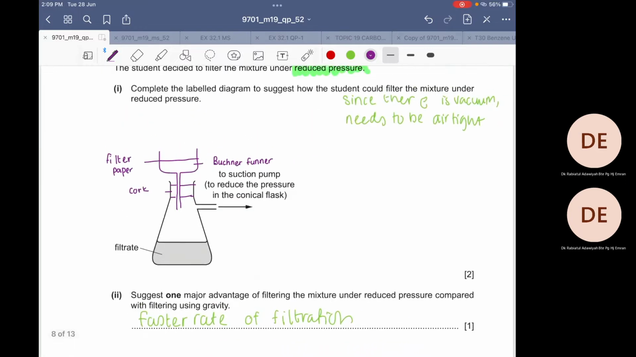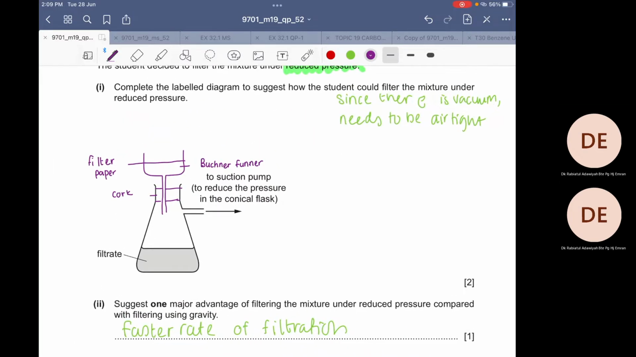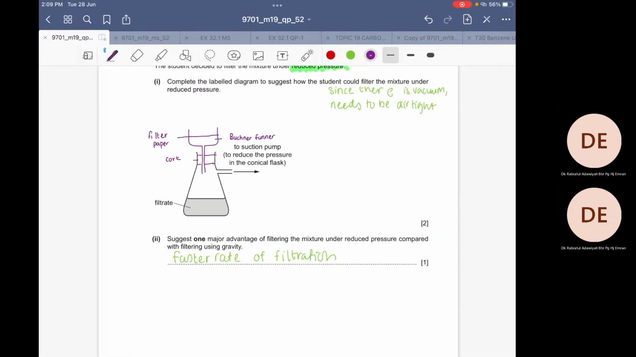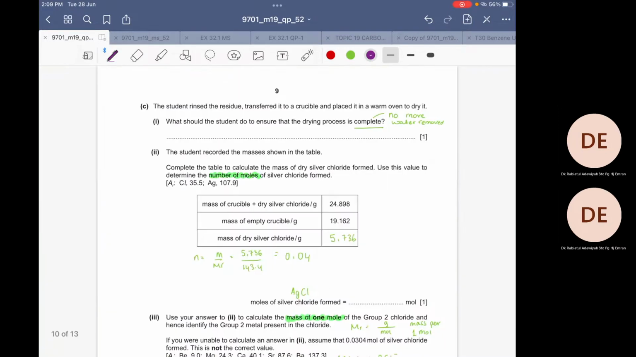State one major advantage. Well, I've already said the only reason why we use this Buchner funnel and this vacuum filtration is because it's faster. The high pressure outside atmosphere will push the water or whatever filtrate down, and this filters the residue from the filtrate really quickly, rather than just leaving it to filter out. Okay.